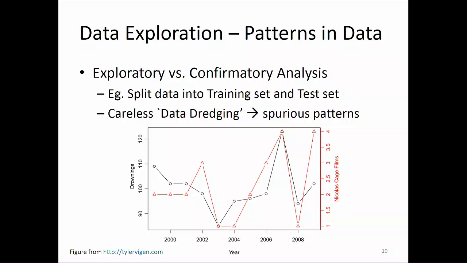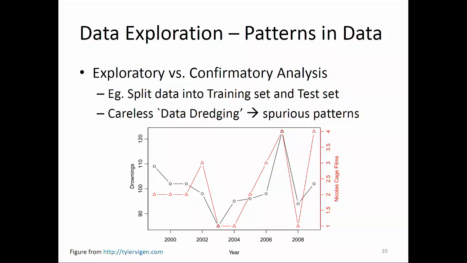You have to engage your brain at some point in the process. Because if you have enough data and you look for patterns, you will certainly find them. And not all the patterns that you find are going to be sensible, right? So here's a great example.